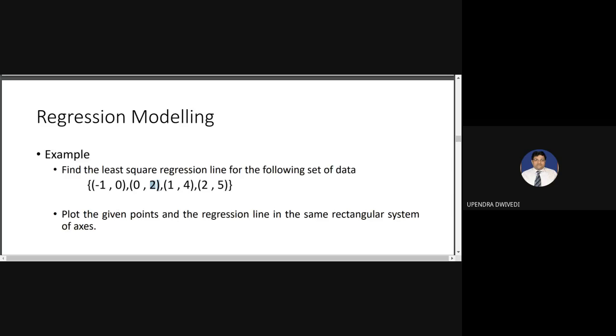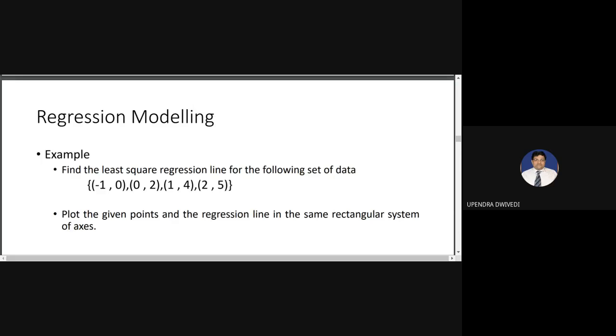So you can see that here we have x1 as minus 1, x2 as 0, x3 as 1, x4 as 2. And we have y1 as 0, y2 as 2, y3 as 4, and y4 as 5. So this is the information that is given to us. There is a set of x and y values.